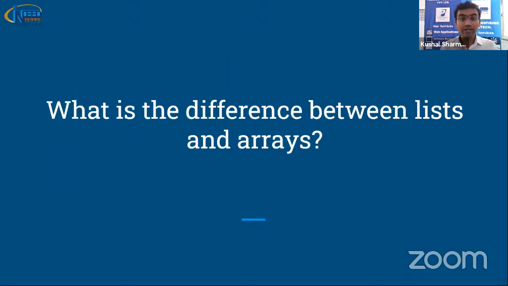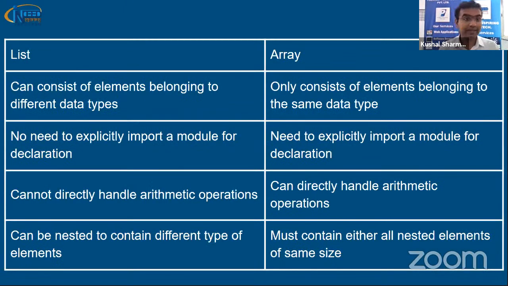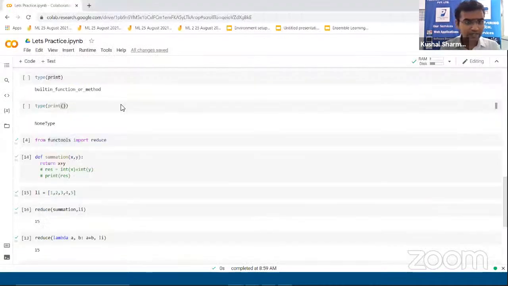Now let's move ahead to the next question, which is, what is the difference between list and arrays? List and arrays. We have seen list and tuples, now list and arrays. So a list contains elements belonging to different data types. Okay, so here you can see quickly.